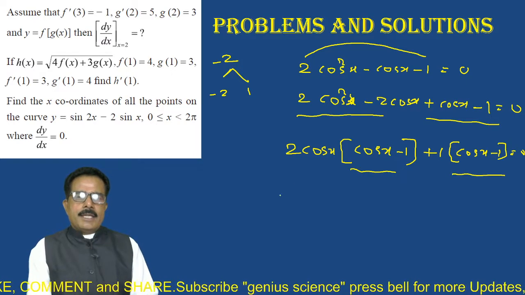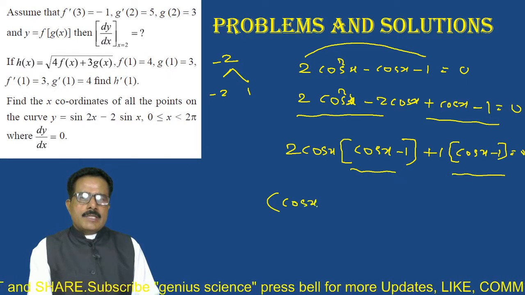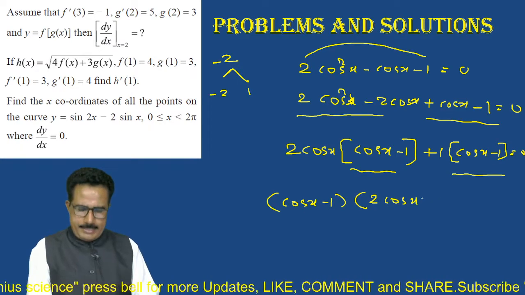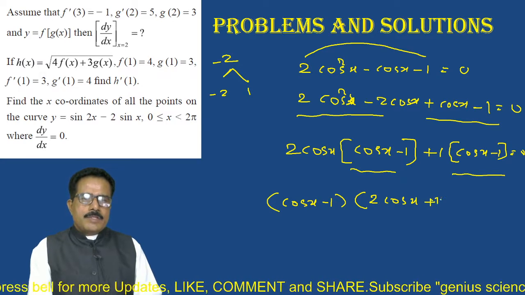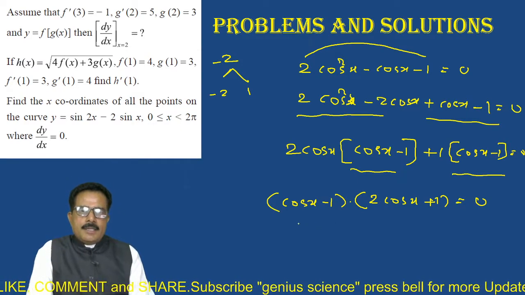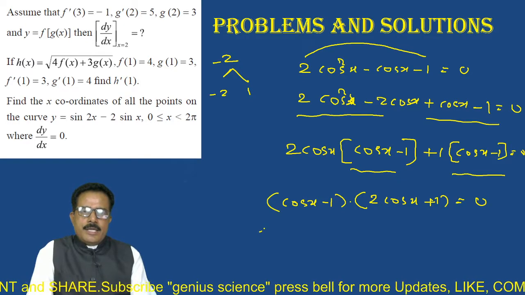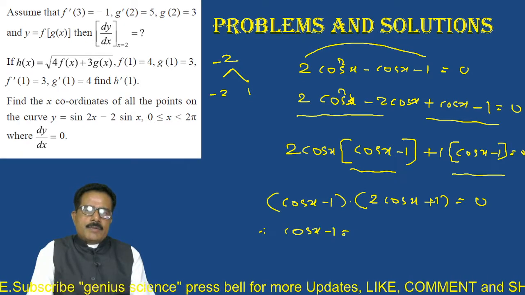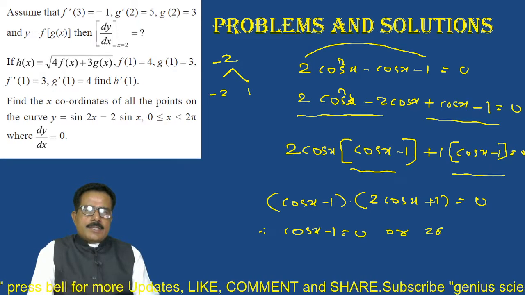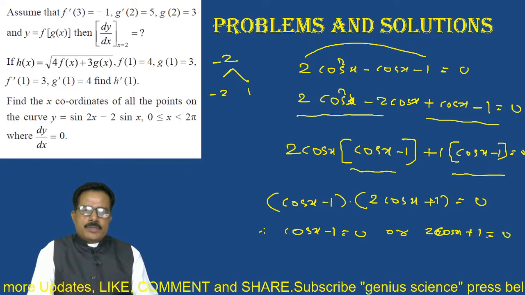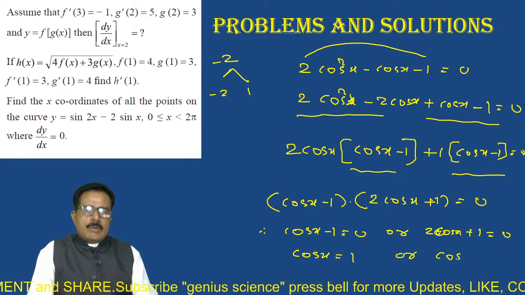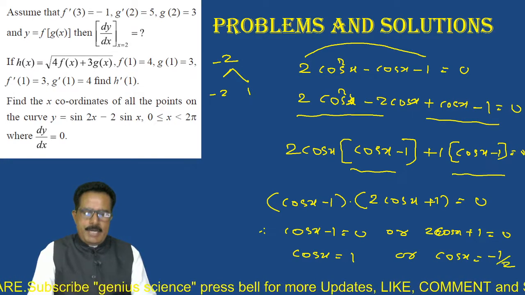These are the two same brackets, take out a common, that is cos x minus 1 in the bracket, 2 cos x plus 1 equals 0. Now separate this 0 because there is a product between two brackets, either first bracket 0 or second bracket 0. Therefore, cos x minus 1 equals 0, or 2 cos x plus 1 equals 0. That is cos x equals 1 or cos x equals minus 1 by 2.